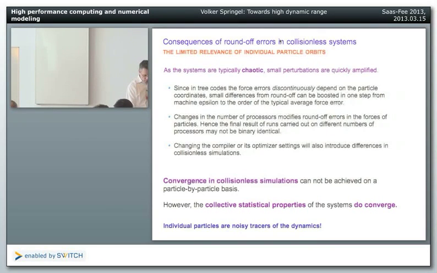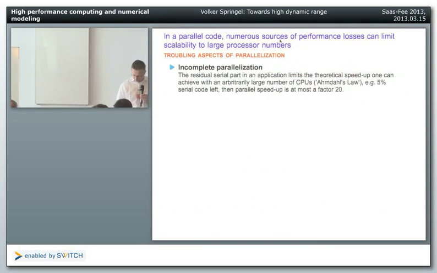So I just wanted to make you aware of this problem. Now let me discuss the issues of parallelization a bit more. What is it really that limits us in parallelizing calculations? Well, the most important thing, which comes first in my list, is incomplete parallelization. If there is a residual serial part present in an application program, then that limits the theoretical speed-up that you can achieve.